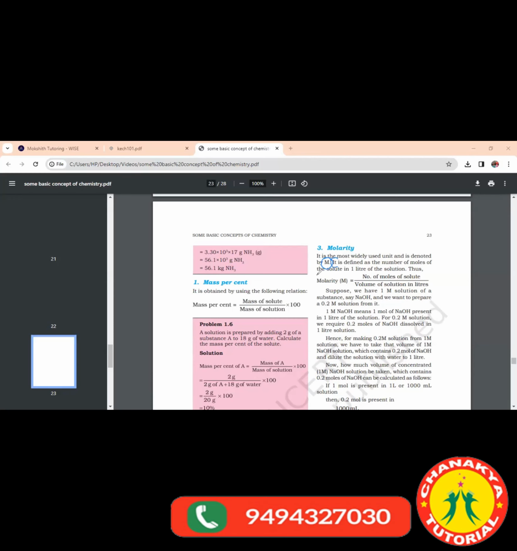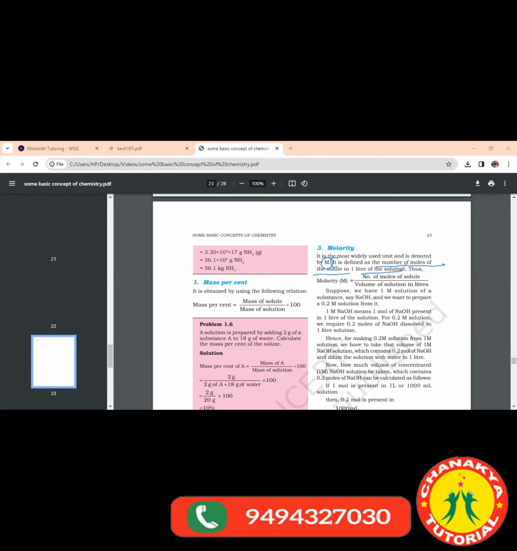Most of the time in your board examination, it may ask for 1 mark, or maybe a combined question would ask. That time you have to write the answer. I know that immediately you're not preparing for the boards. You want to gain advanced knowledge, but if you know the definition, you can apply it anywhere. So it is defined as number of moles of the solute in 1 liter of solution.